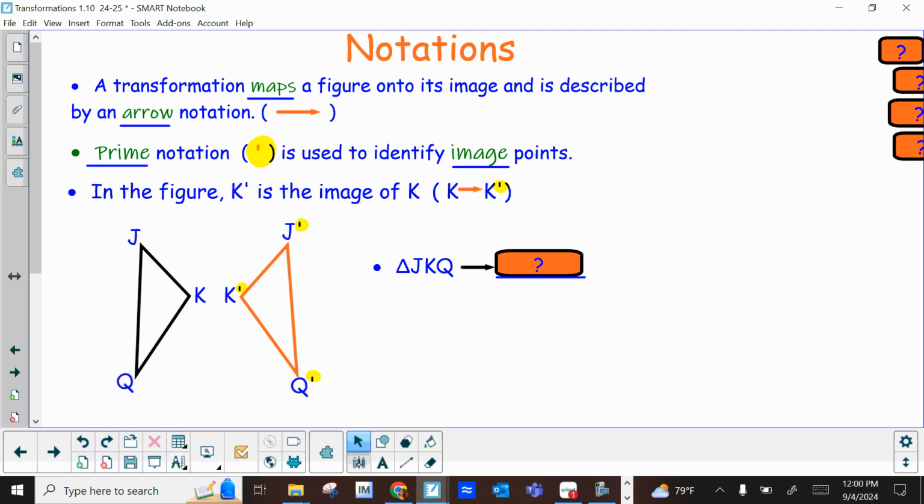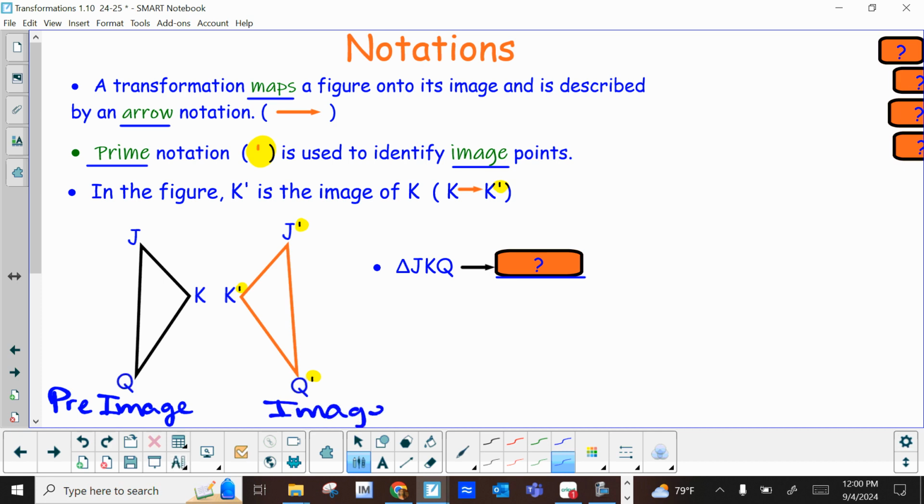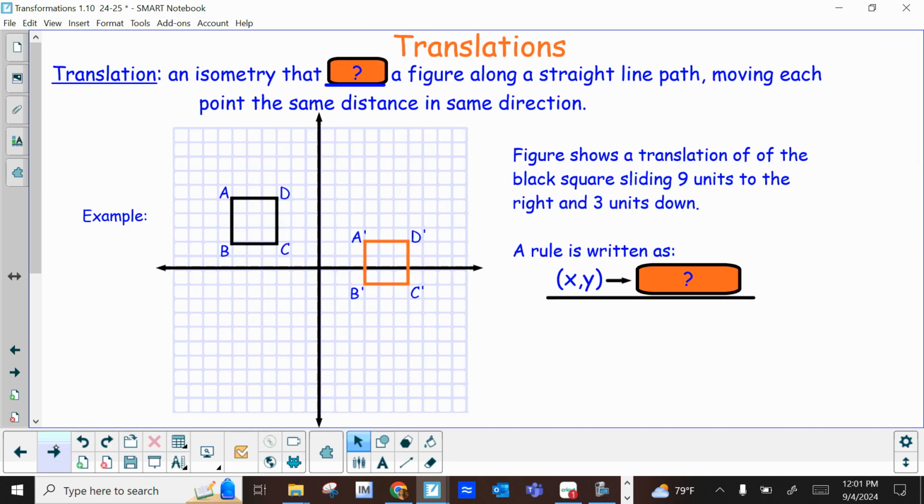So speaking of image, this one here would be the pre-image. And this one is the image because it has the prime, okay? And so in this case, figure K prime is the image of K, okay? So that's what we just labeled. So triangle JKQ maps onto triangle J prime, K prime, Q prime. All right, so get used to this notation so that way you can tell which one's the pre-image and which one's the image. All right, let's start with the easiest transformation of all, and that is translation.